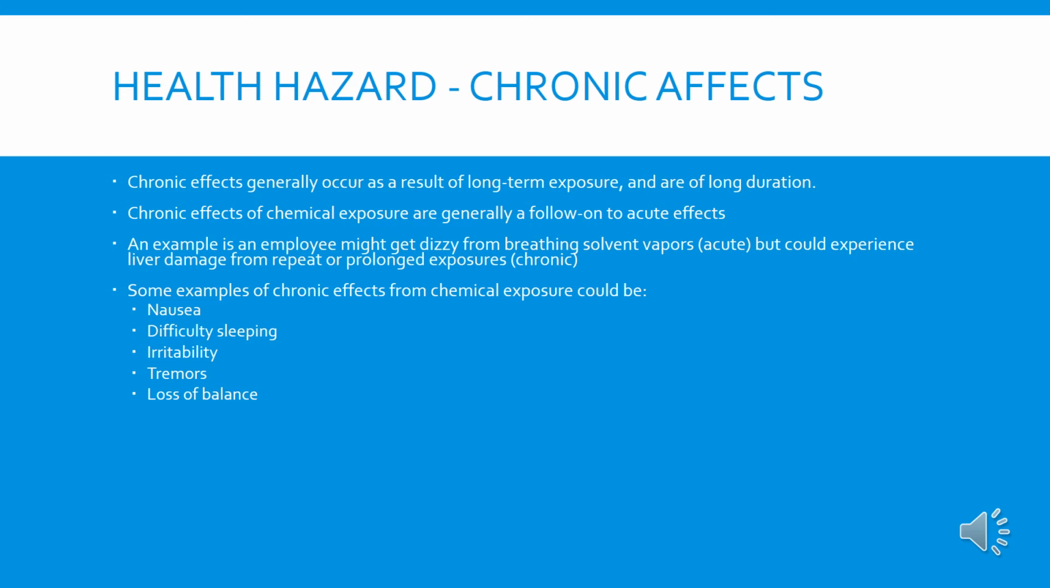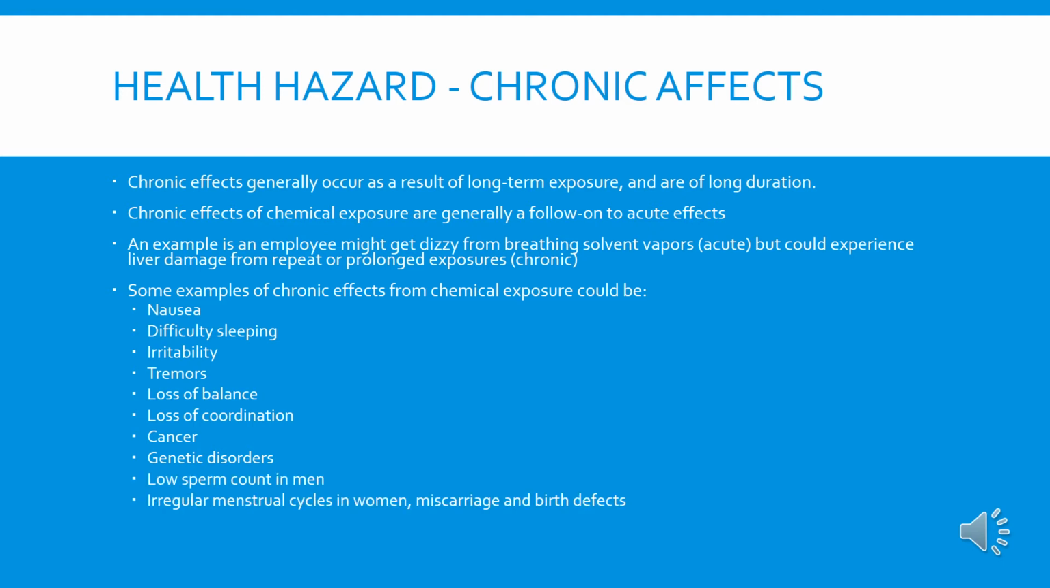Some examples of chronic effects from chemical exposure could be nausea, difficulty sleeping, irritability, tremors, loss of balance, loss of coordination, cancer, genetic disorders, low sperm count in men, irregular menstrual cycles in women, miscarriage, and birth defects. Once more, whatever the symptom or severity, do not ignore your body trying to tell you something is wrong. Report all ill effects to your supervisor immediately.